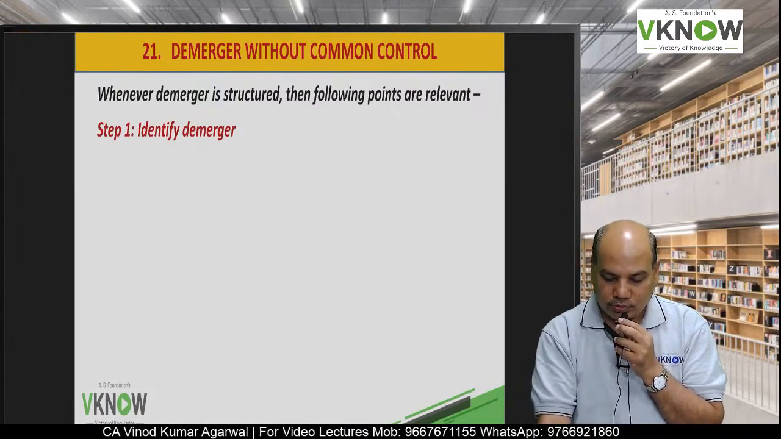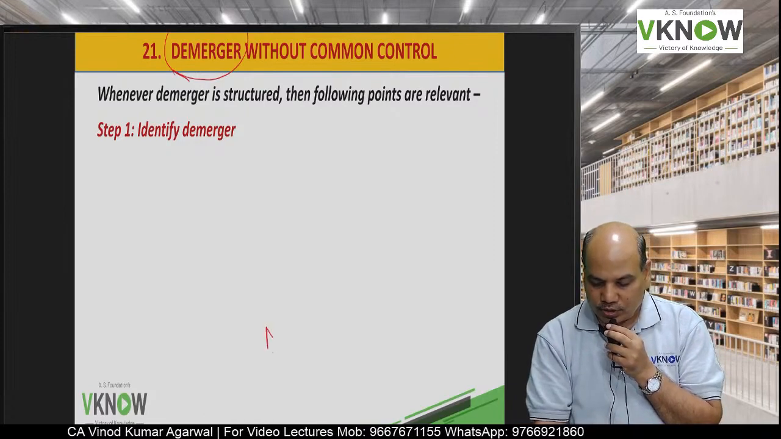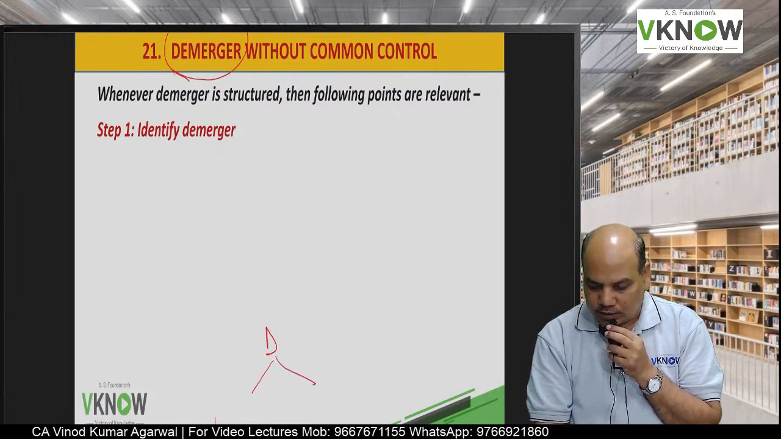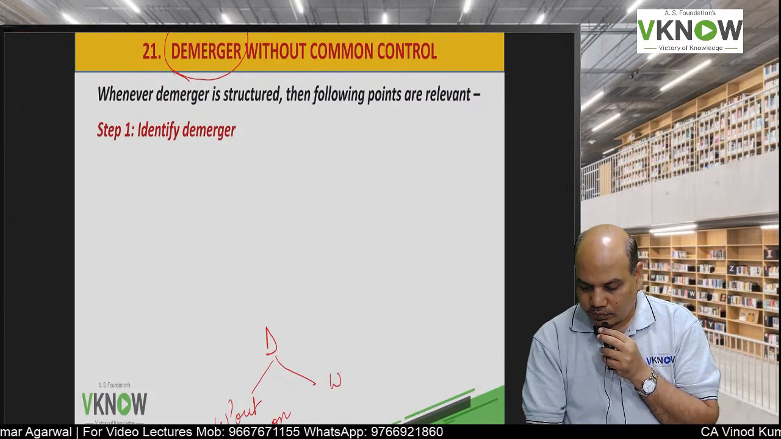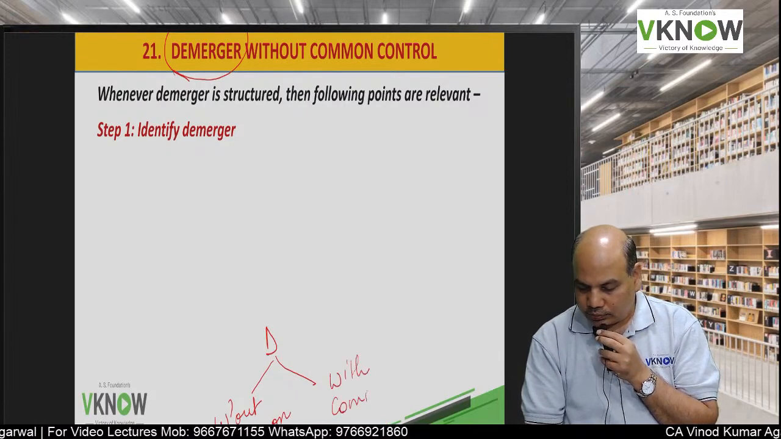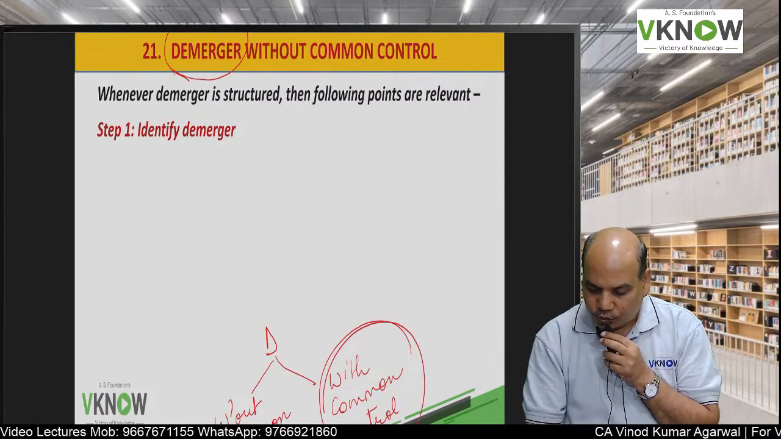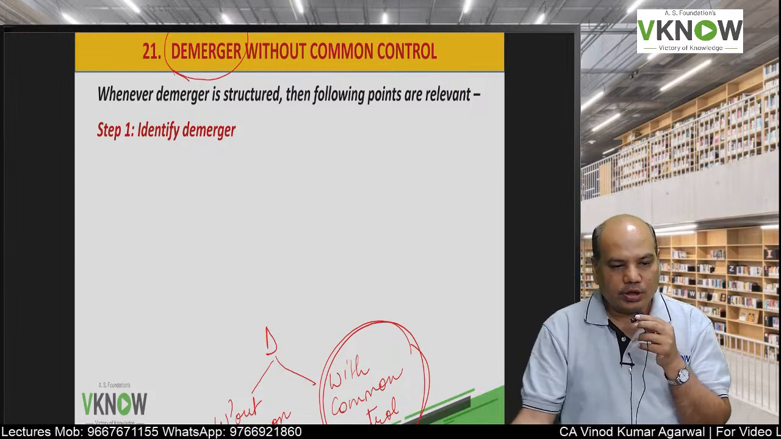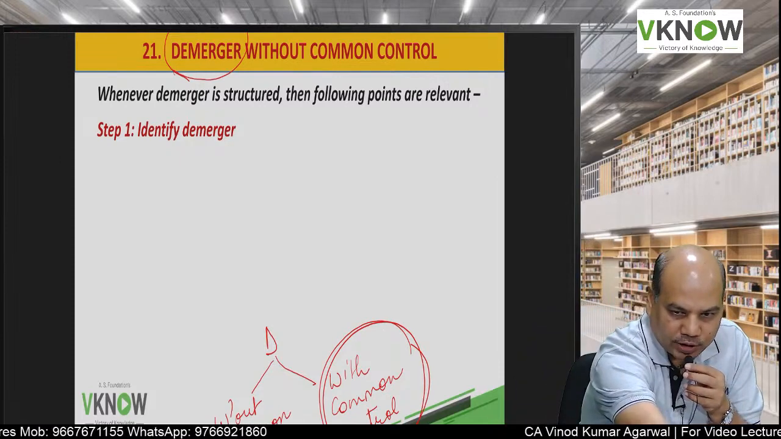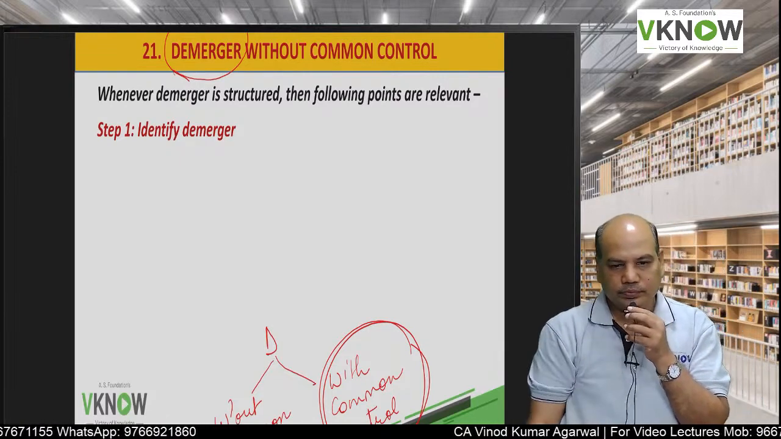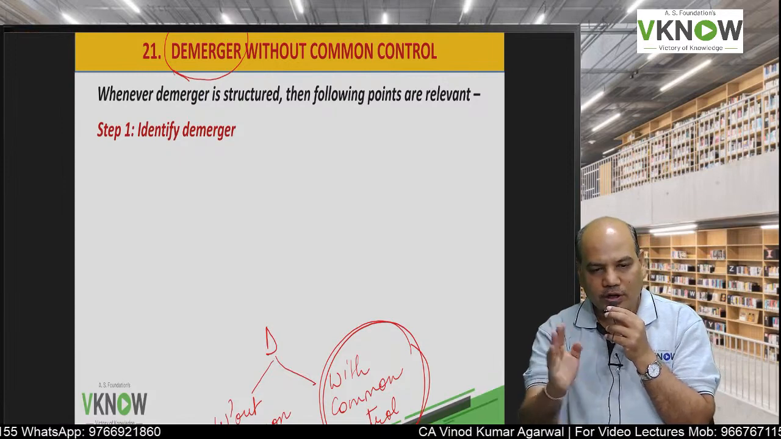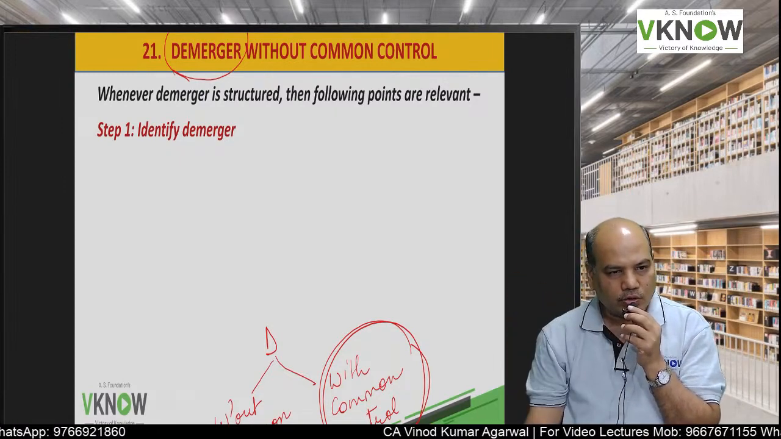Now we'll come to demerger accounting. Demerger problems are of two types. One is without common control and one is with common control. Common control means the person who was controlling before demerger continues to control after demerger. That is called common control. After this slide, we'll cover the common control also.